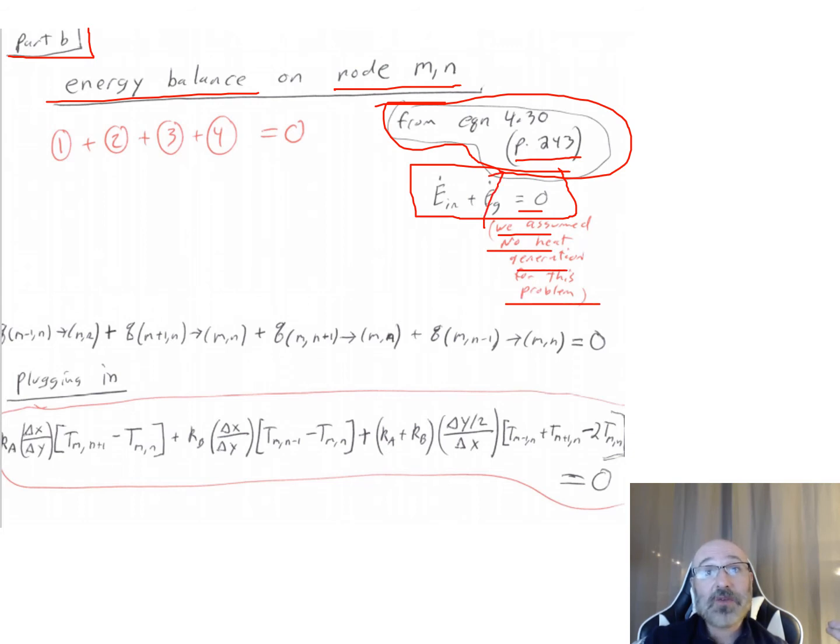If there's no heat generation, then this term disappears, goes to 0, so we're simply equal to 0. So our E dot in is equal to 0. So we're just going to sum 1 plus 2 plus 3 plus 4 together, and that's going to equal 0. So we can plug this out in general terms. Our Q of M minus 1,n to our center, our heat rate for going from that node to our center node, plus the heat rate from M plus 1,n to our center node, plus the heat rate from M comma N plus 1 to the center node, plus our heat rate from our M,n minus 1 to our center node. All those summed together is equal to 0.